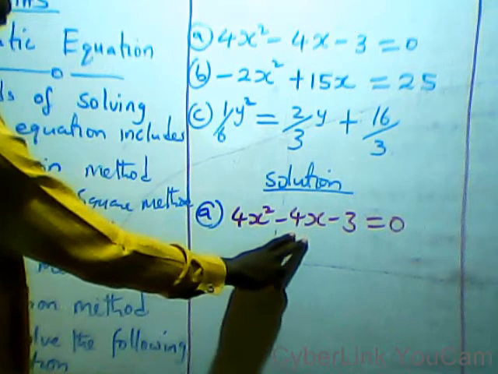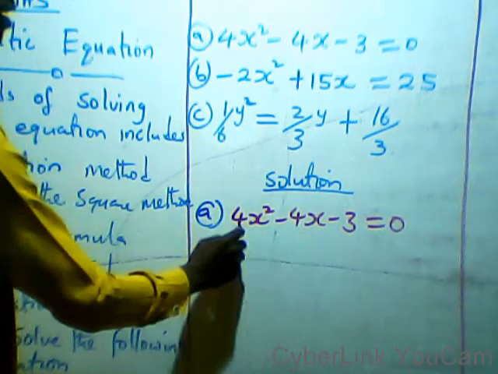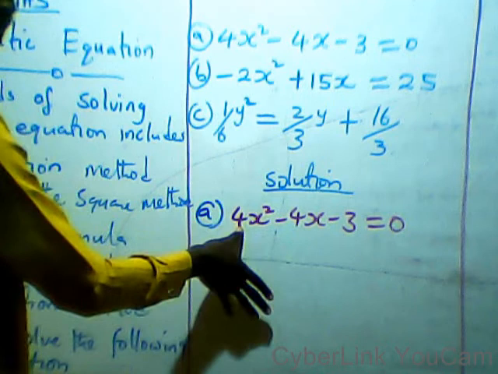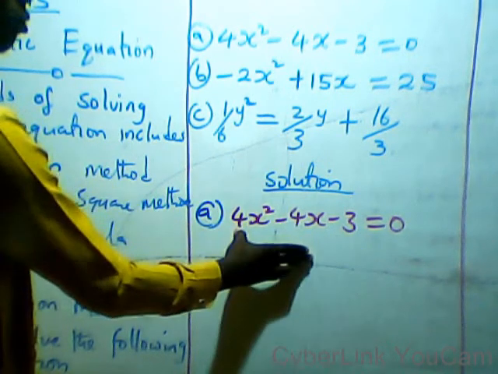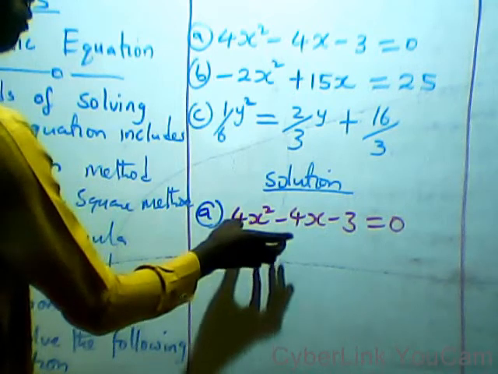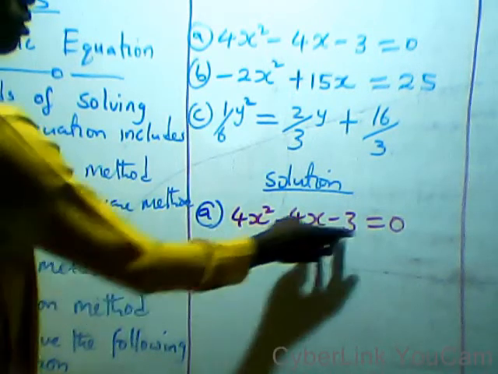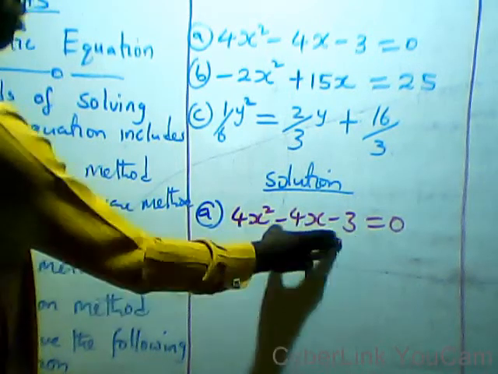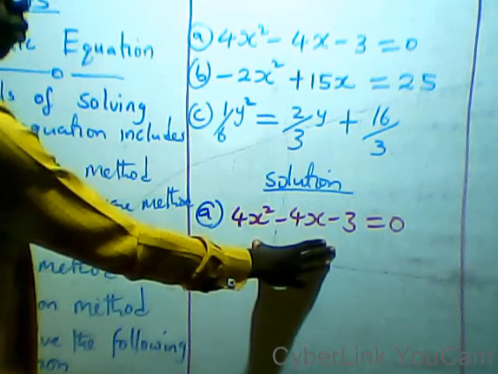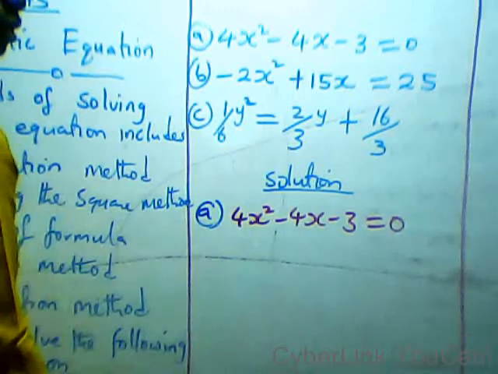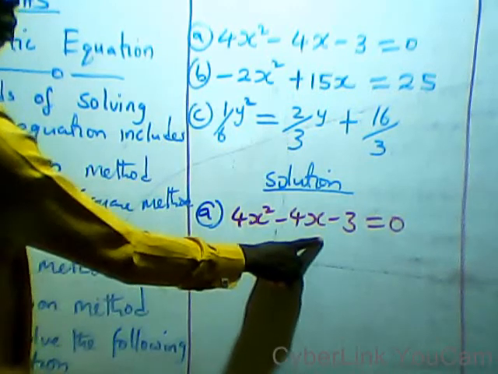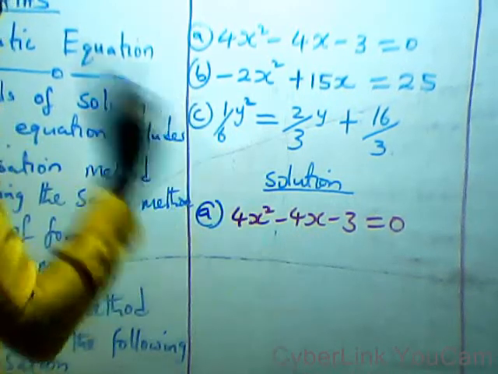When you multiply them together, you get the product of the coefficient of x squared and the constant. The coefficient of x squared here is 4, and the constant here is minus 3. If you multiply them together, you have minus 12. That means the factors you are looking for, when you add, give minus 4, and when you multiply, give minus 12.